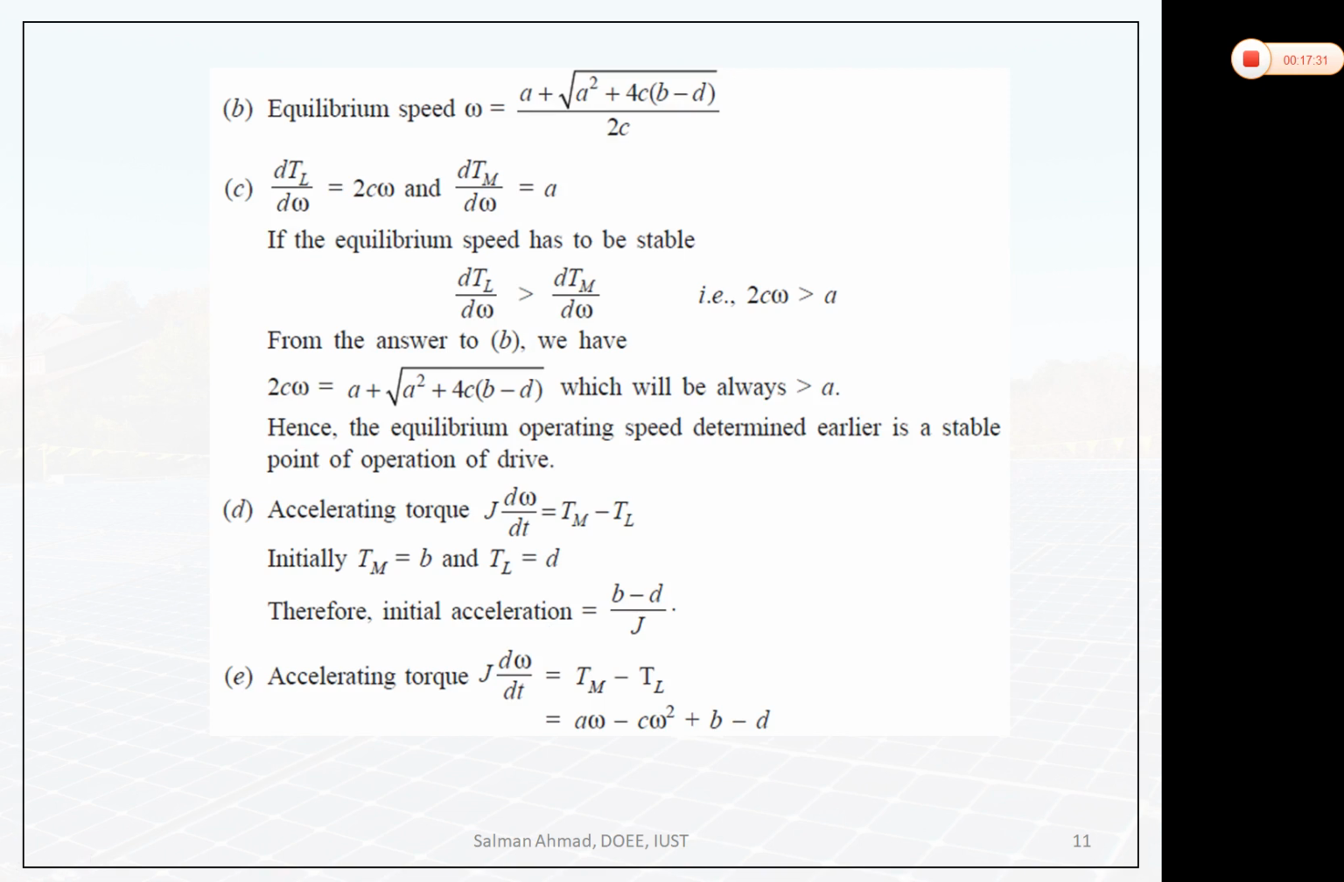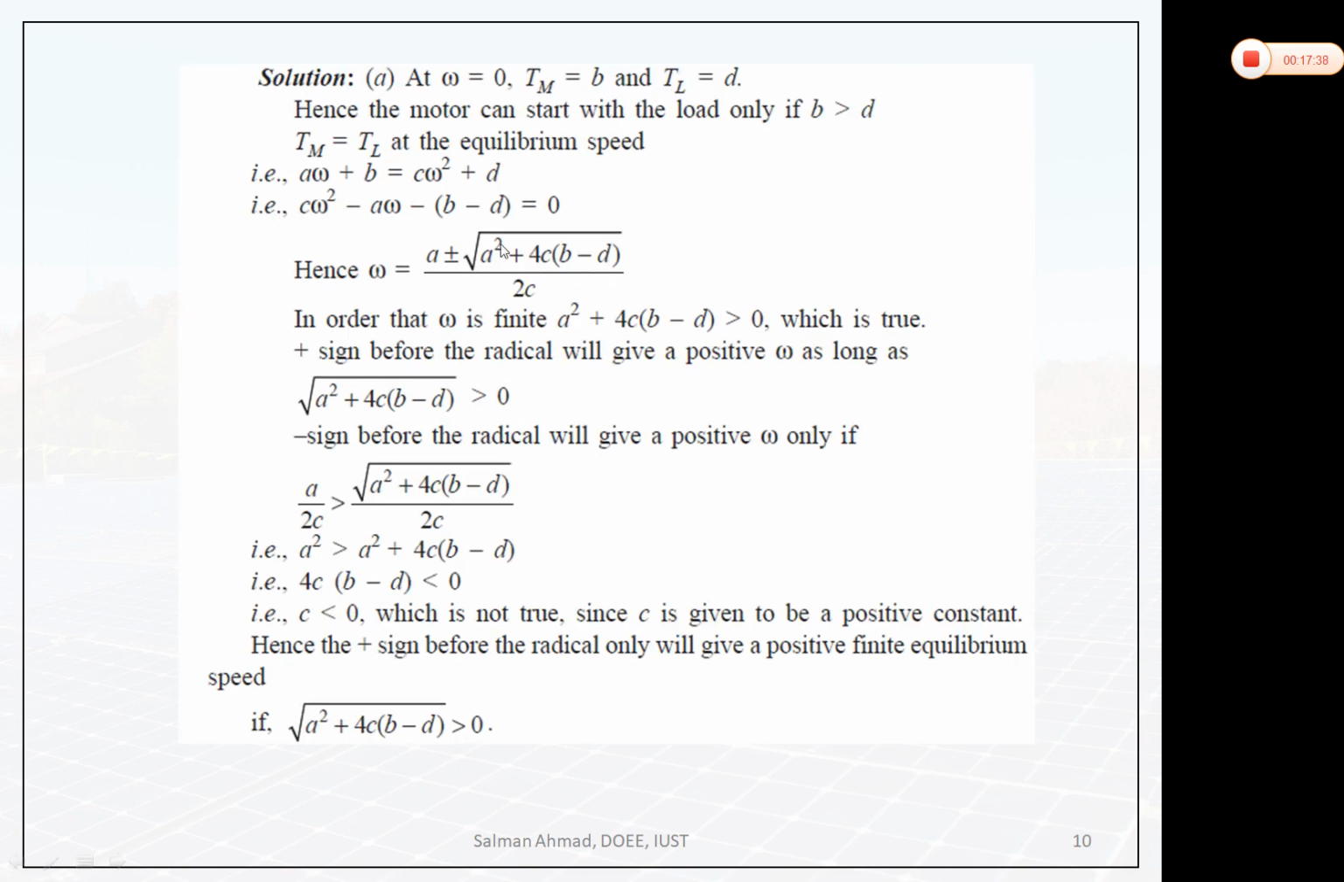Now what will be that equilibrium speed? You can find it as a plus square root of a square plus 4c times b minus d, upon 2c. We take the positive sign only, so omega is a plus square root of a square plus 4c times b minus d, upon 2c. Okay, that will be the equilibrium speed.